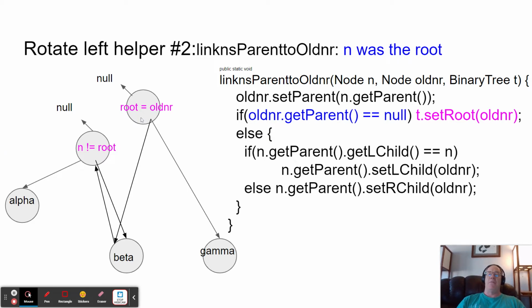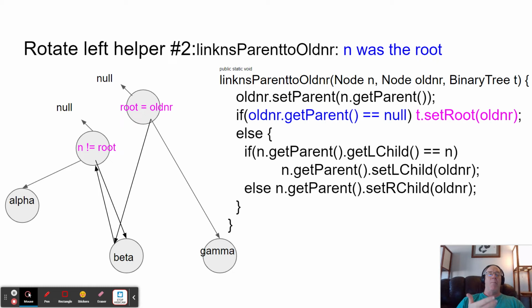That's what this setup is. We have old nr is now the root, and the parent of that root is by definition null. And n, which was the root, has a parent that's still null, but n is no longer equal to the root after we've done the operation of setting the root to be old nr.